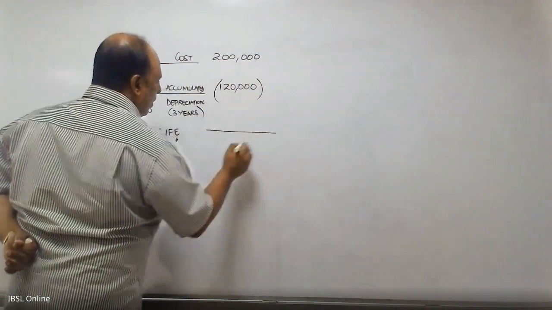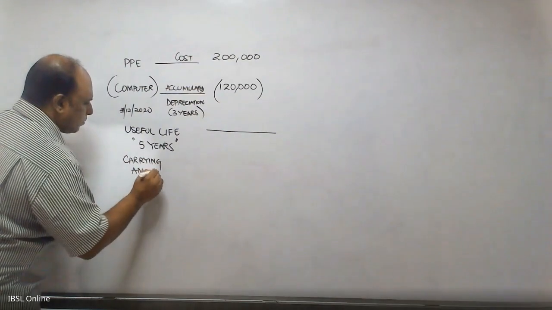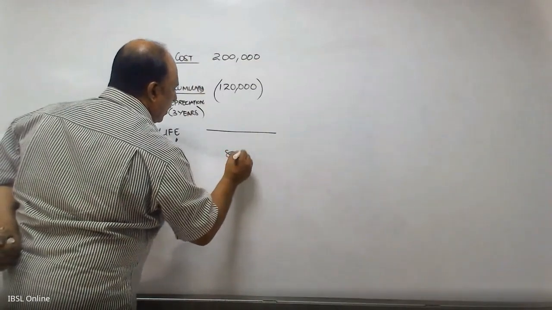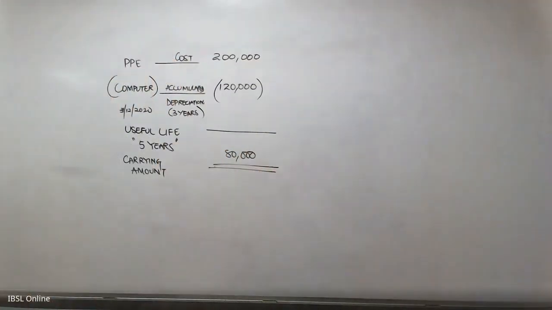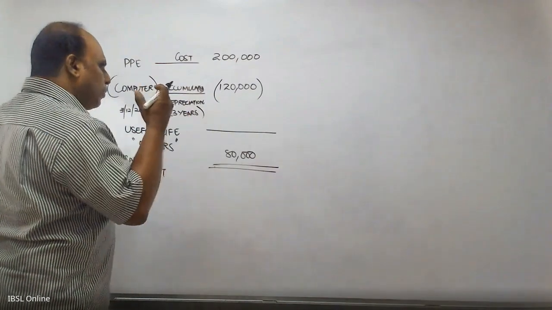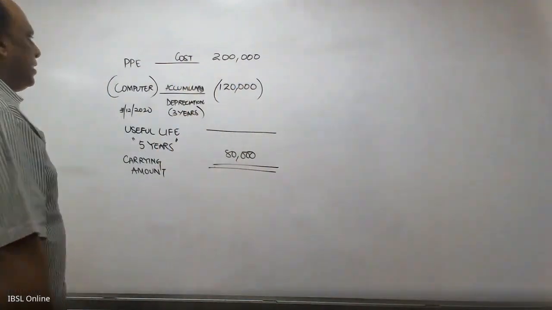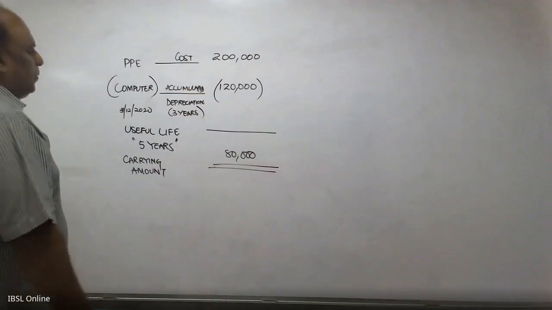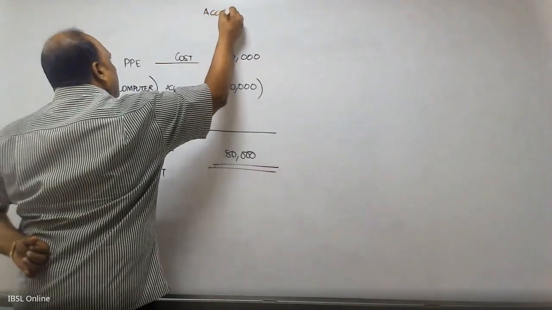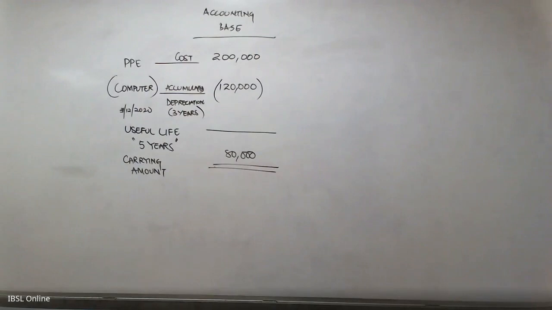Now, what is my carrying amount or the net book value? 200 minus 120, I get 80,000. Okay, this is what my accounting based numbers are for the financial statements. So in other words, when I calculate my profit, I have considered 120,000 in my financial statements. Now this is called accounting base.